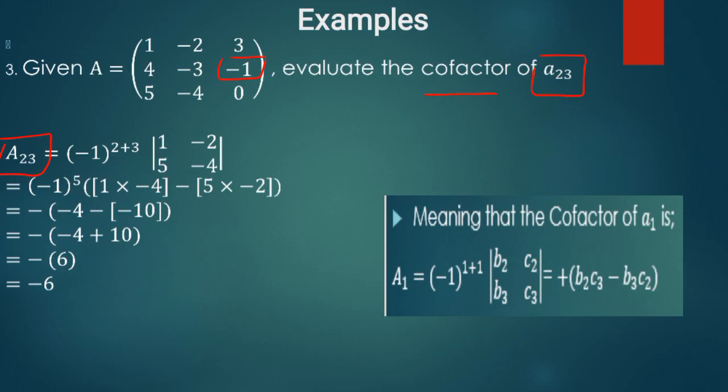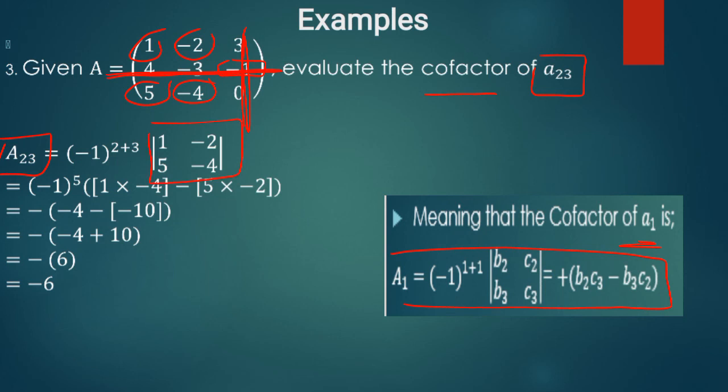The formula we use for that is what you see here, if you remember. At A23, all I need to do is cover everything along the row and column of A23. So what I'm left with is 1, minus 2 for my determinant, 5, and minus 4, which is what you see right here.